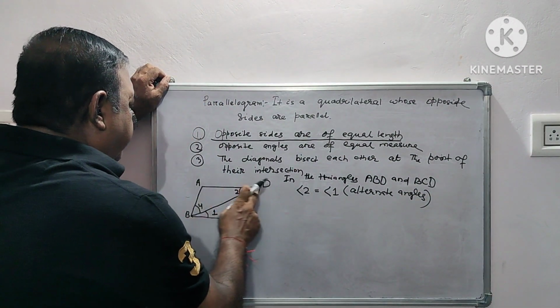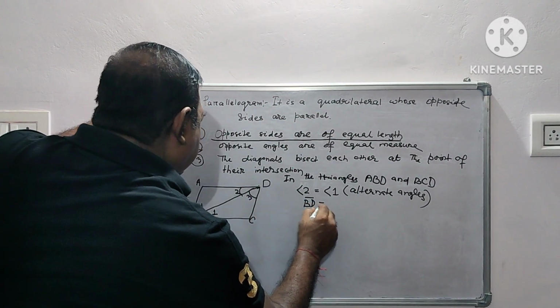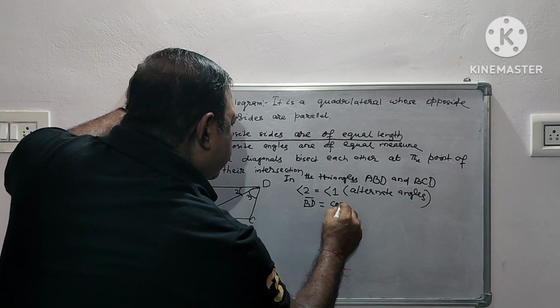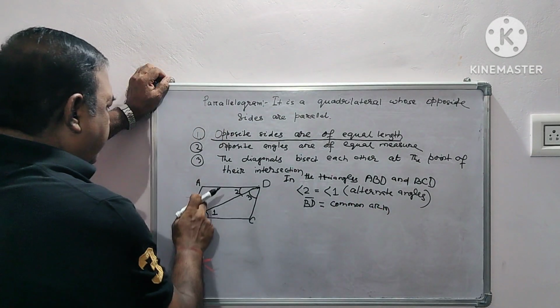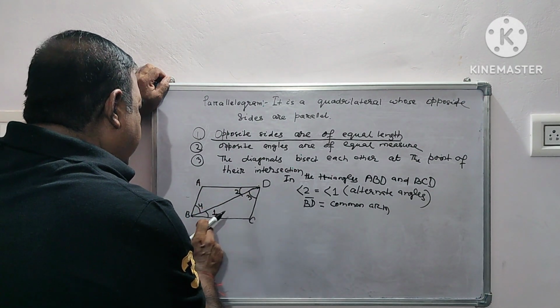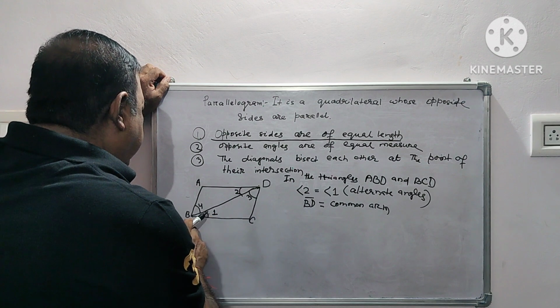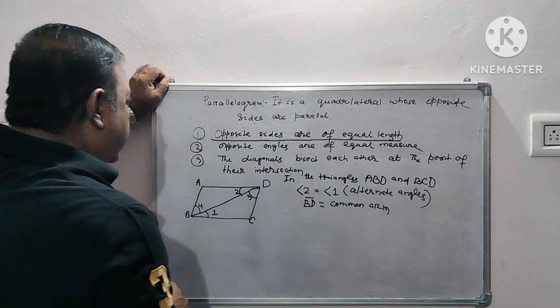And you see, BD, common arm, for ABD triangle, BD is present. It is one side, and the same side also remains in BCD triangle. So BD is the common arm.